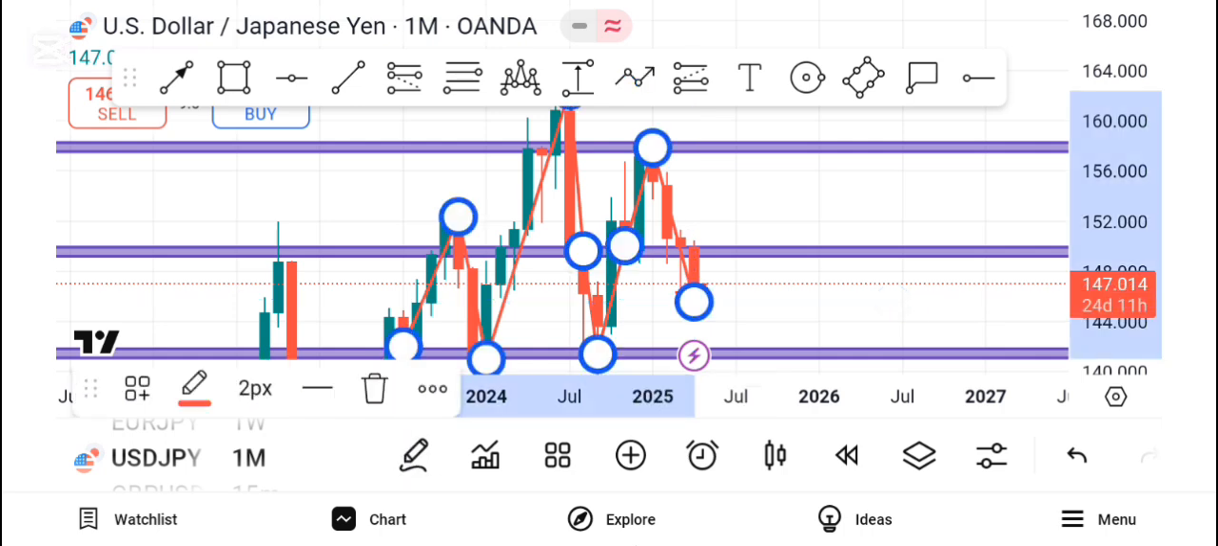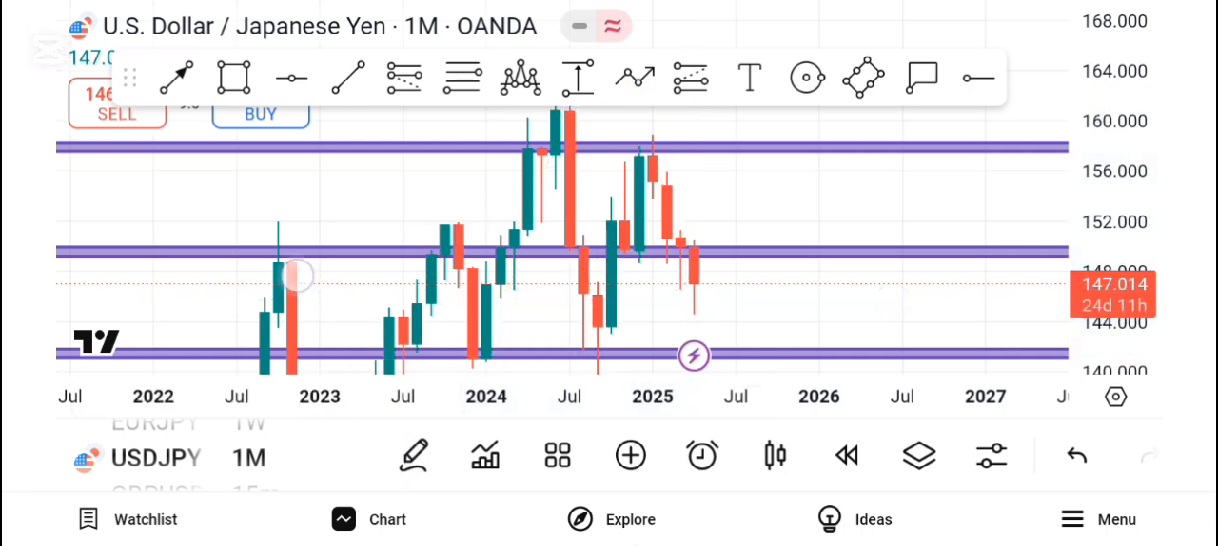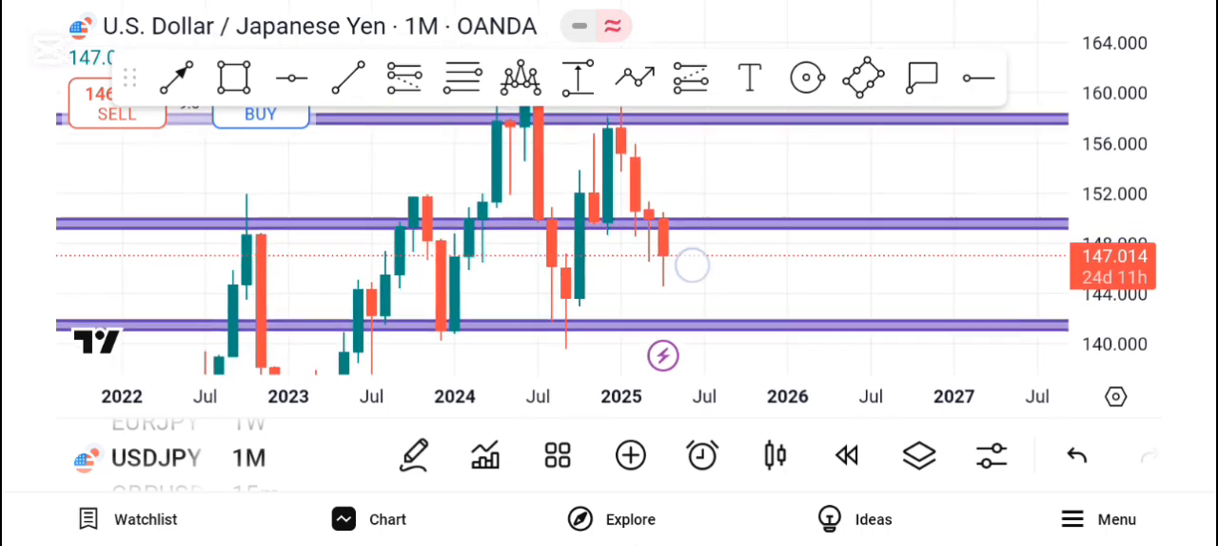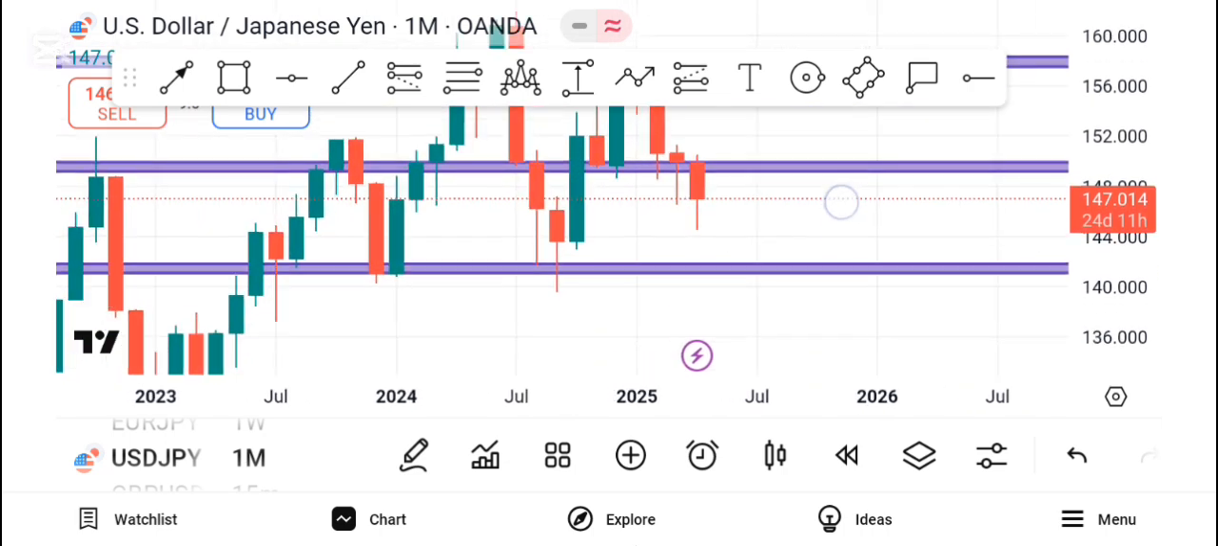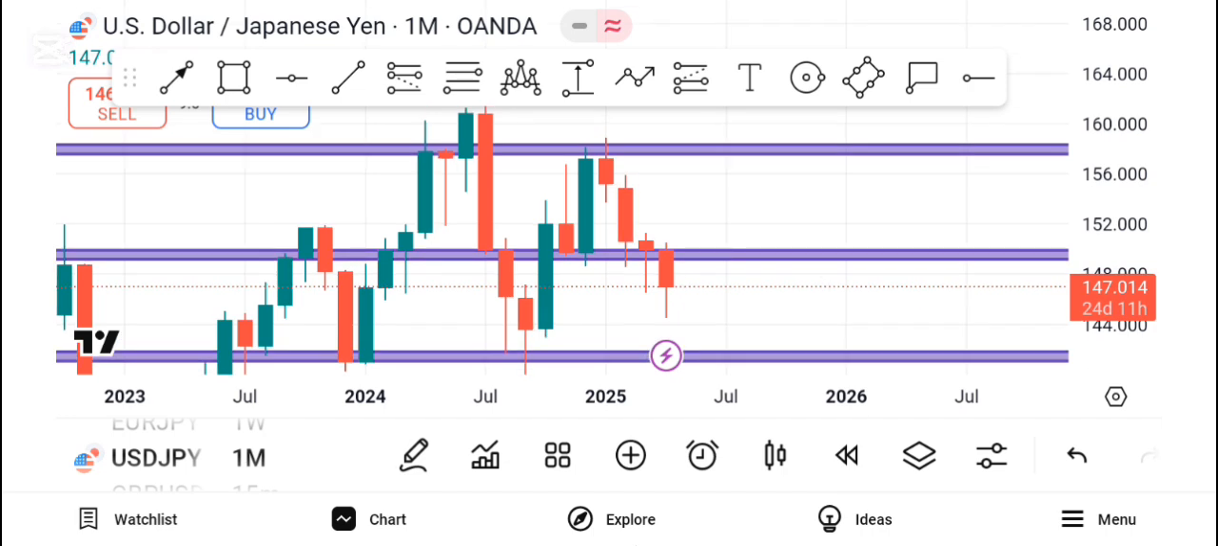On the monthly, we are expecting sells. You can see the month is about to close with a bearish engulfing candle. So let's go to the weekly.